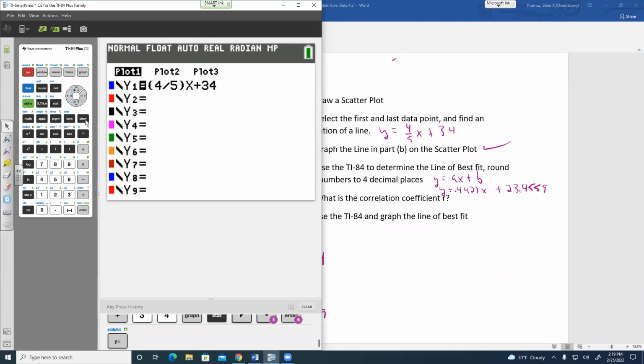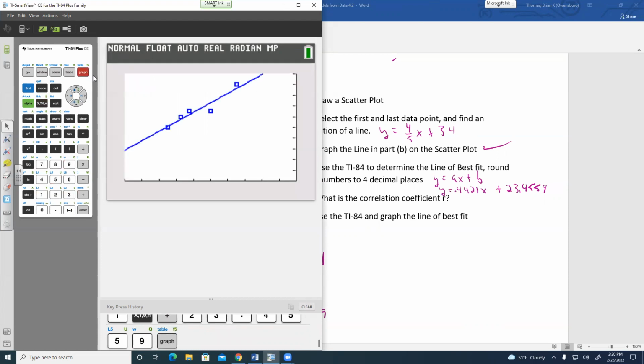So if I clear mine off and put in y equals 0.4421x plus 23.4559. That doesn't look right. Let's clear that off. So y equals 0.4421x plus 23.4559. That looks better. If I hit graph, notice that it actually goes through the data a lot more evenly than our other one. We didn't have a bad line, but this line fits the data even better. So it's going to be a better predictor of future information than the one we just did by hand.